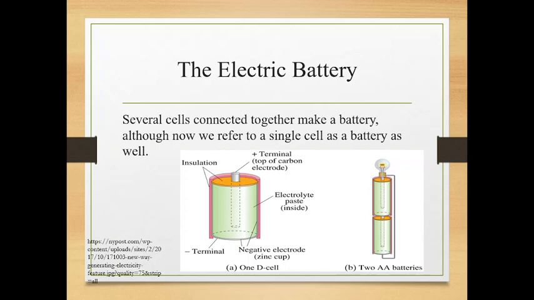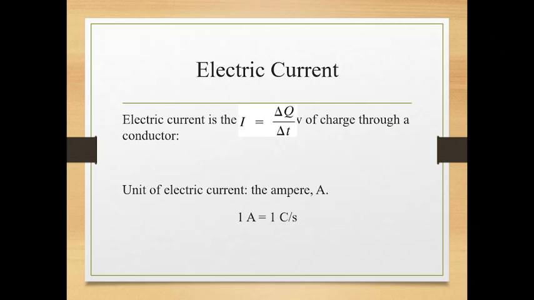Several cells connected together make a battery. Although now we refer to a single cell as a battery as well. Also, we can study one more example of the electric battery and how it works. Electric current. Exactly, electric current has its own formula and you can see it on my screen. Unit of electric current, the ampere or A.